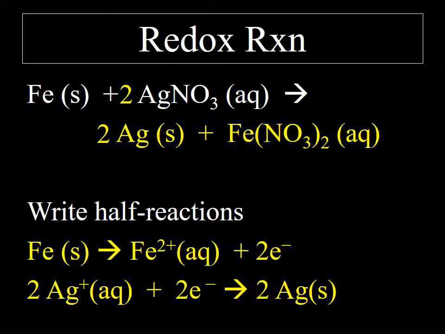If you add those two things together, there's 2 electrons on the right side of one reaction, 2 electrons on the left side of the other reaction. Those would cancel out. Your net ionic equation should not show electrons. The whole point of writing a half reaction is to see the electrons, to see how many electrons are being transferred during this reaction.